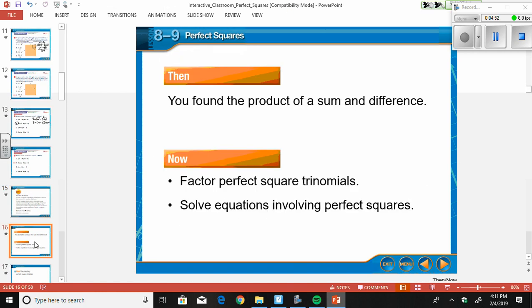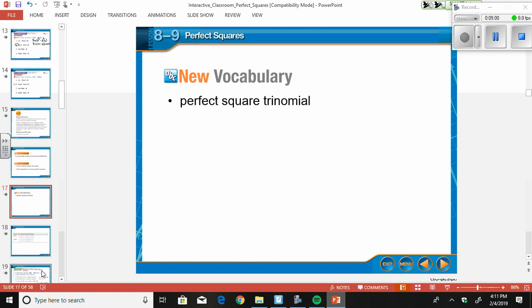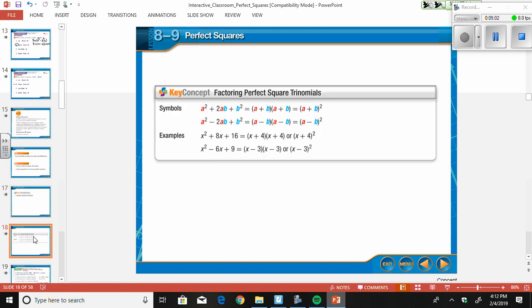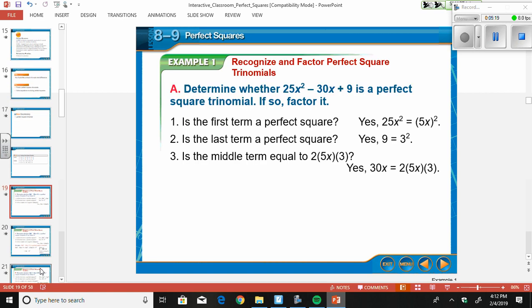We have found the product of the sum and difference, and we need to now find the perfect square trinomials and solve equations involving perfect squares. Of course, perfect square trinomial we defined earlier. We have our little key concept box here for what we are looking for, a squared plus 2ab plus b squared. So you find your a, you find your b, you multiply them times 2, and if you get the number in the middle, you know you can use this little quick way of doing it.